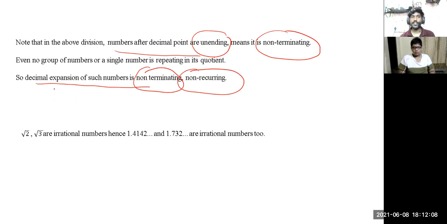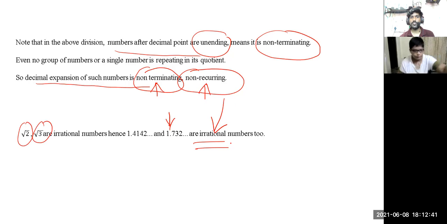Whenever the decimal expansion is non-terminating, non-recurring, we call it an irrational number. So root 2 and root 3 are irrational numbers. Because for root 2, it is 1.412 dot dot dot, non-terminating, not recurring. For root 3, it is 1.732 dot dot dot, non-terminating, not recurring. So these are irrational numbers. Did you understand this definition? Decimal expansion which is non-terminating, non-recurring is irrational. Yes, sir. Okay.